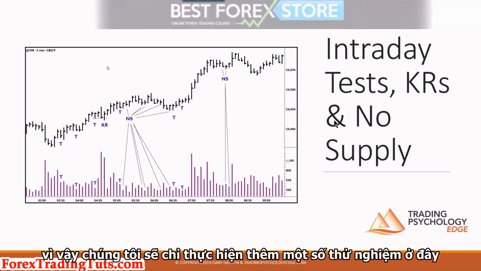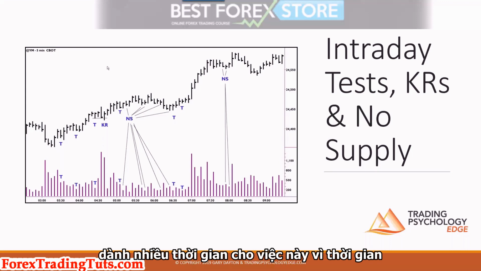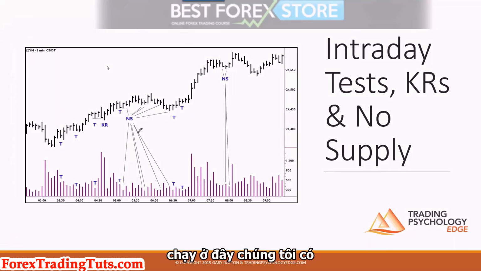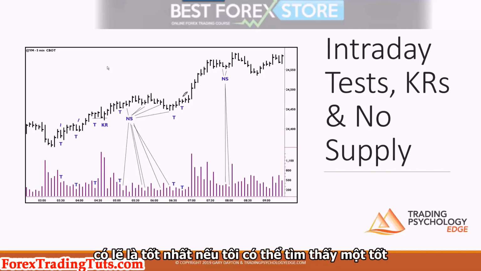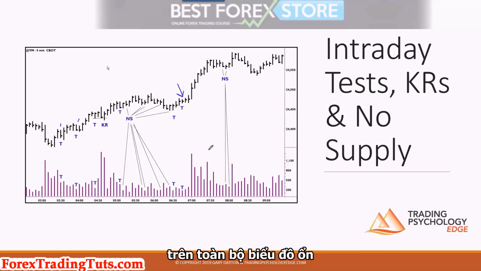So we'll just do some more tests here. This is on the intraday. I'm not going to spend a lot of time on this because time is starting to run here. We've got a lot of slides to get through still. These tests are down bars. Nice, none of these are real. This is probably the best. If I could find a good test, this is probably the best test on the whole chart.